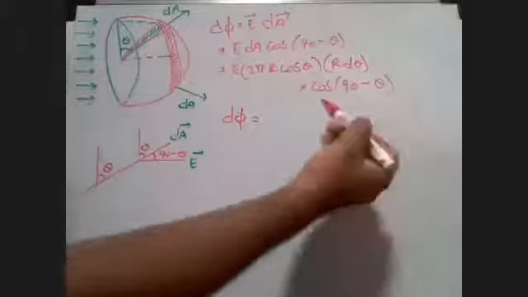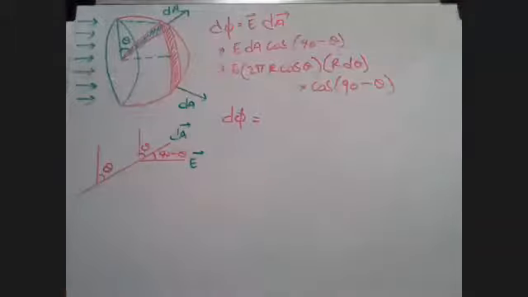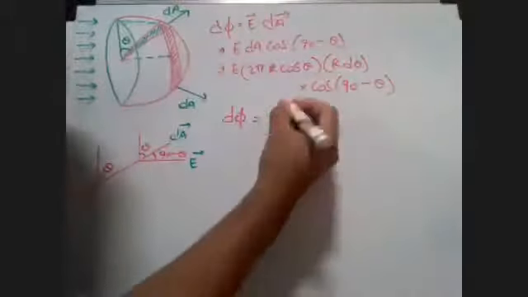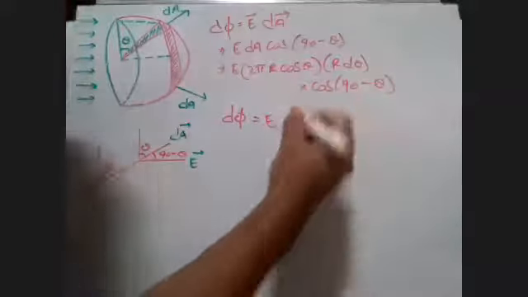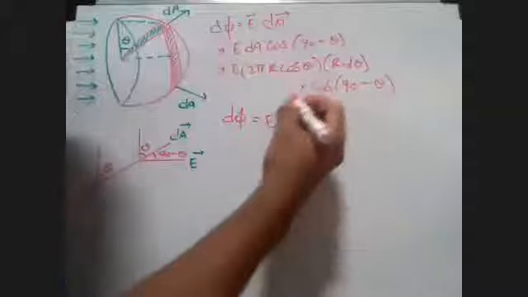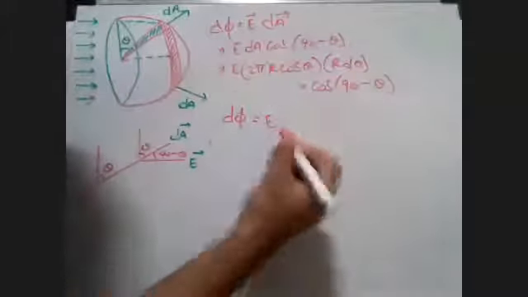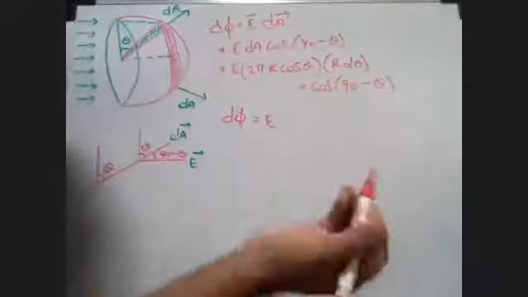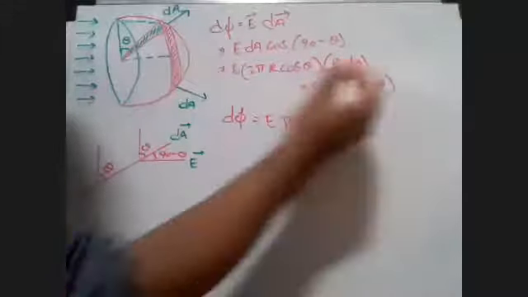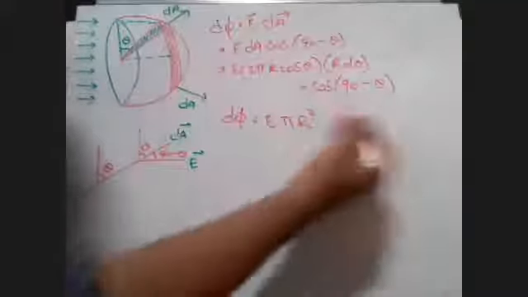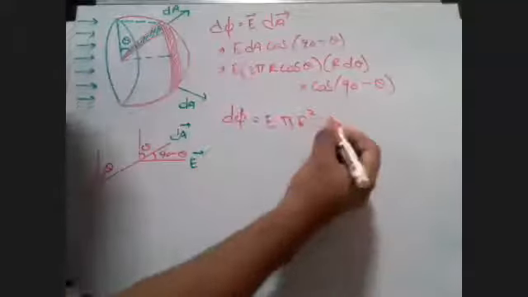Now what is cos 90 minus theta? Just tell me fast. Yeah, sin theta. So how will you arrange this? Can you see pi r and r? So it's going to be pi r square. Pi r and r, and then what else can you see? Cos theta, sin theta, and there's a 2 over here. So 2 sin theta cos theta.